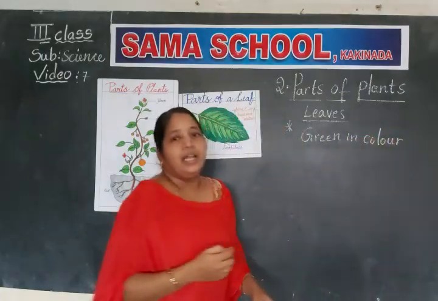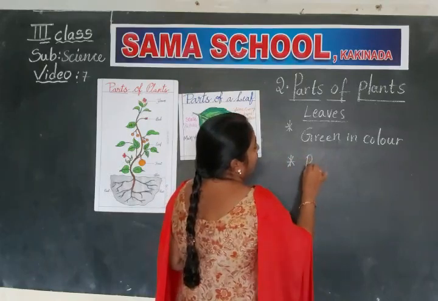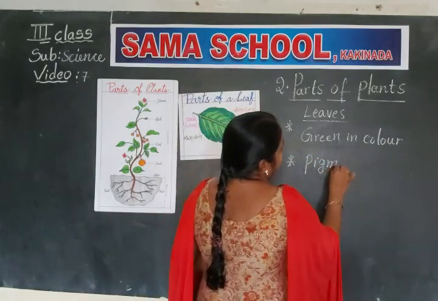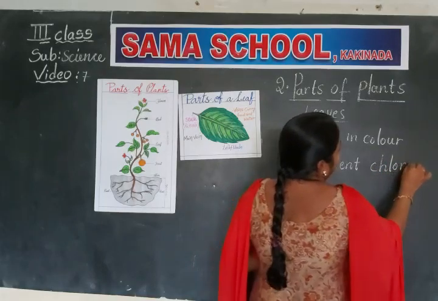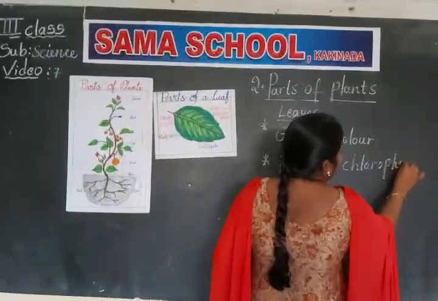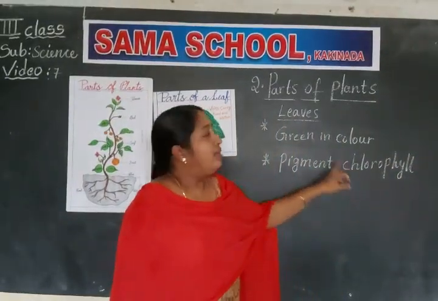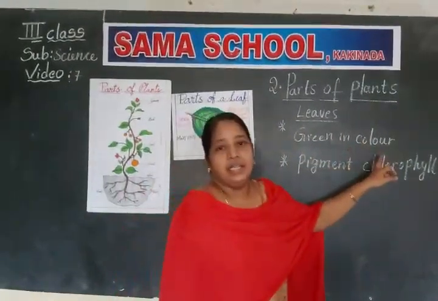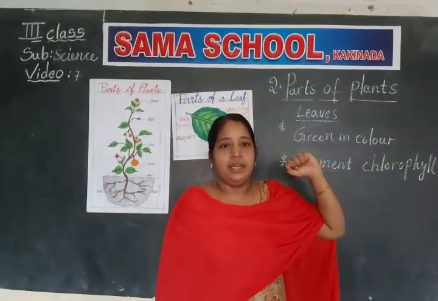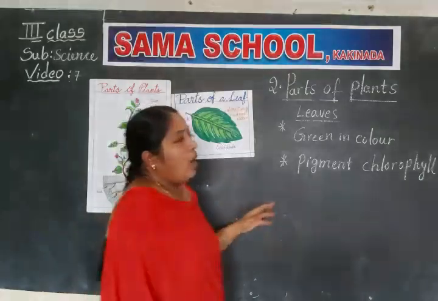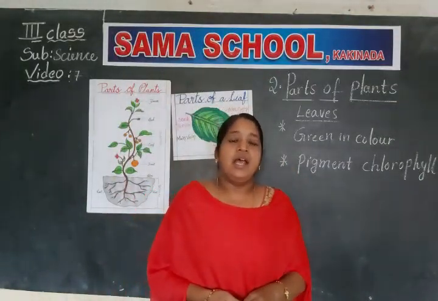Why are they green in color? Because they have a pigment called chlorophyll. Because of this pigment, the leaves are green in color. Most of the leaves are green in color. Clear, children? Okay. And already you have learned in the first lesson, living and non-living things.